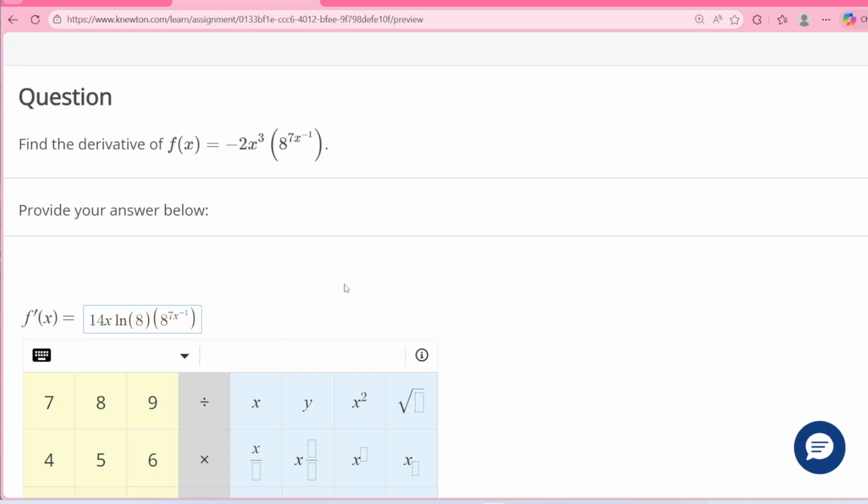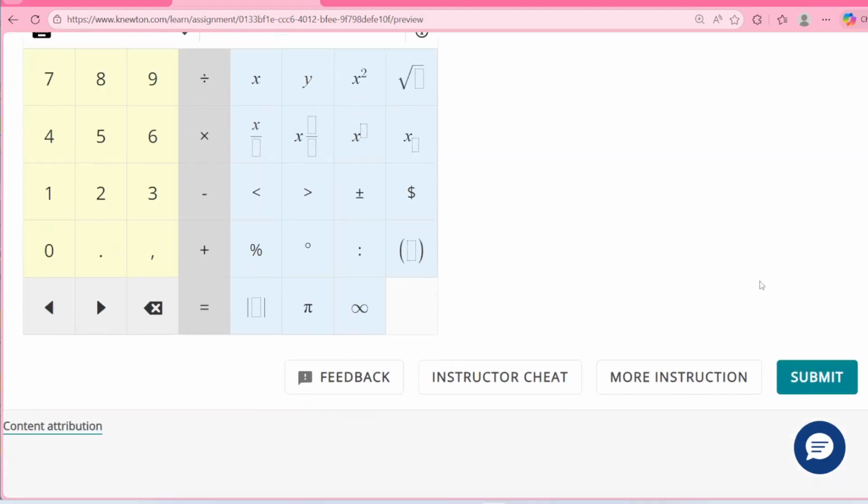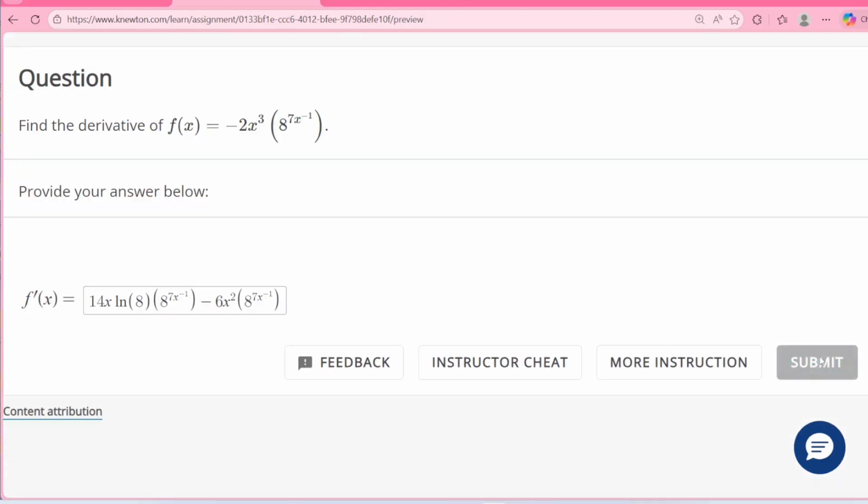And then plus, -6x squared, so -6x squared times the exponential again, right? So times 8 raised to the 7x to the -1 power there. All right, so that should be good after applying the product rule and chain rule and all that.